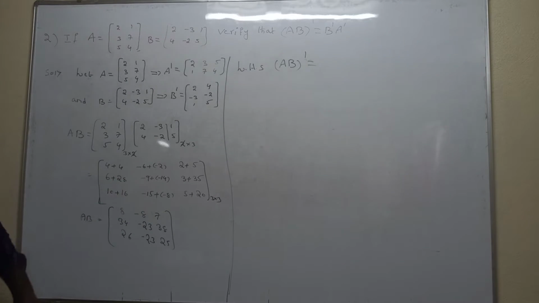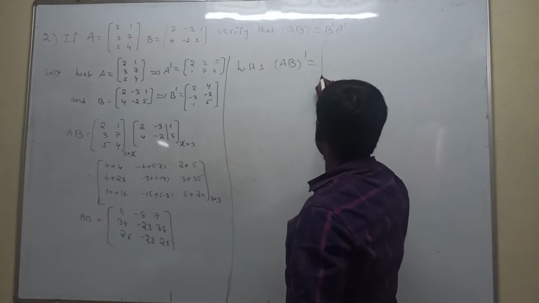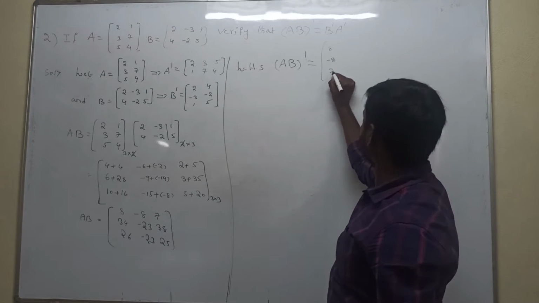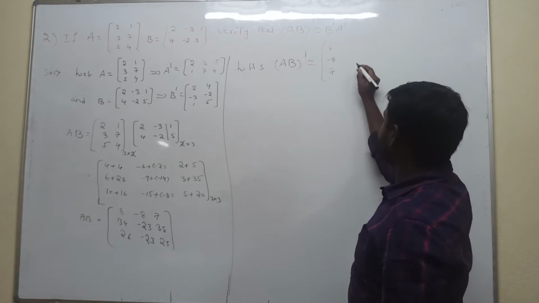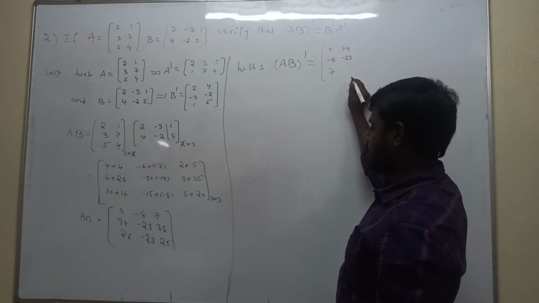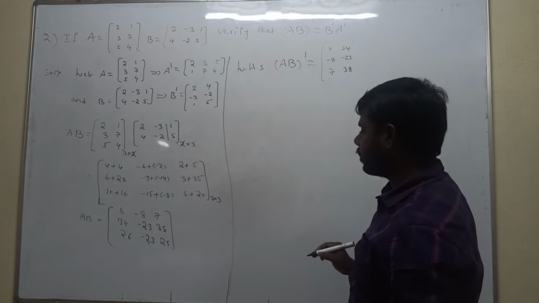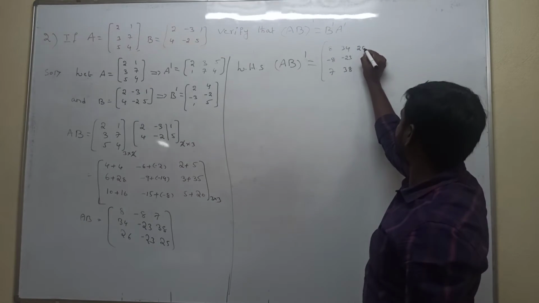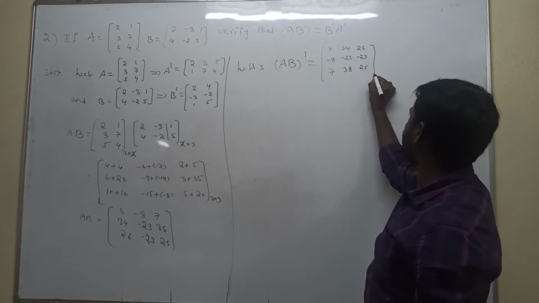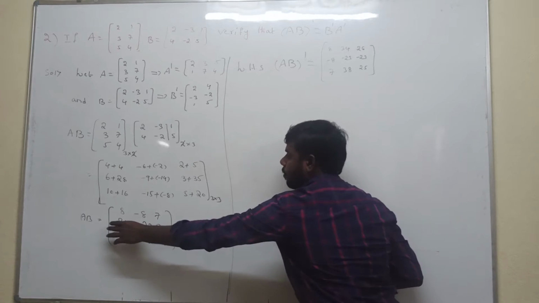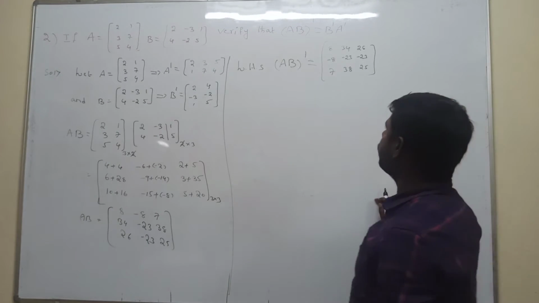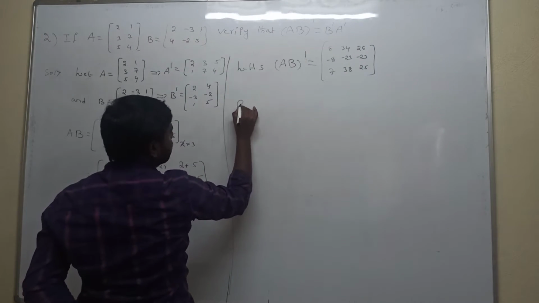First, interchanging, the first column is 8 -8 7. Next, the second row becomes the second column: 34 -23 38. The third row becomes the third column: 26 -23 25. We are interchanging the rows and columns. So this is the transpose of the AB matrix. Now you got the LHS.